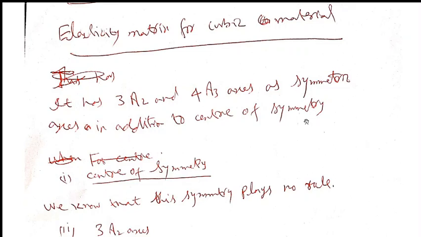exists for all types of material: triclinic, monoclinic, isotropic, cubic, orthotropic. But we know that as the center of symmetry does not play any role in decreasing the number of independent components, we will not discuss this center of symmetry further. For cubic, we have 3A2 and 4A3. These are the x1, x2 and x3 axes. The angle of rotation is 2 pi by n. And we will see what the 4A3 are.